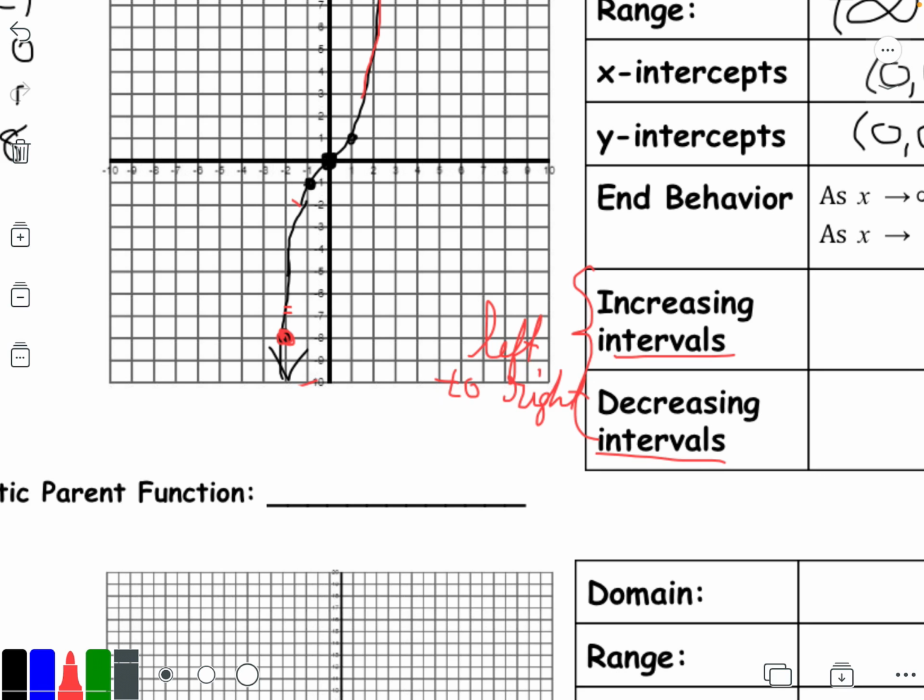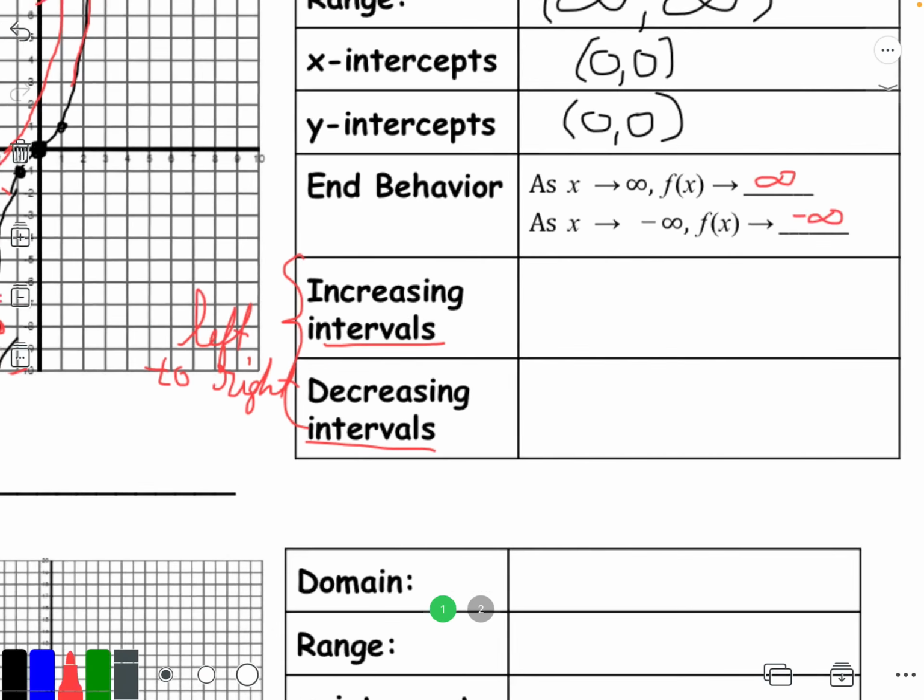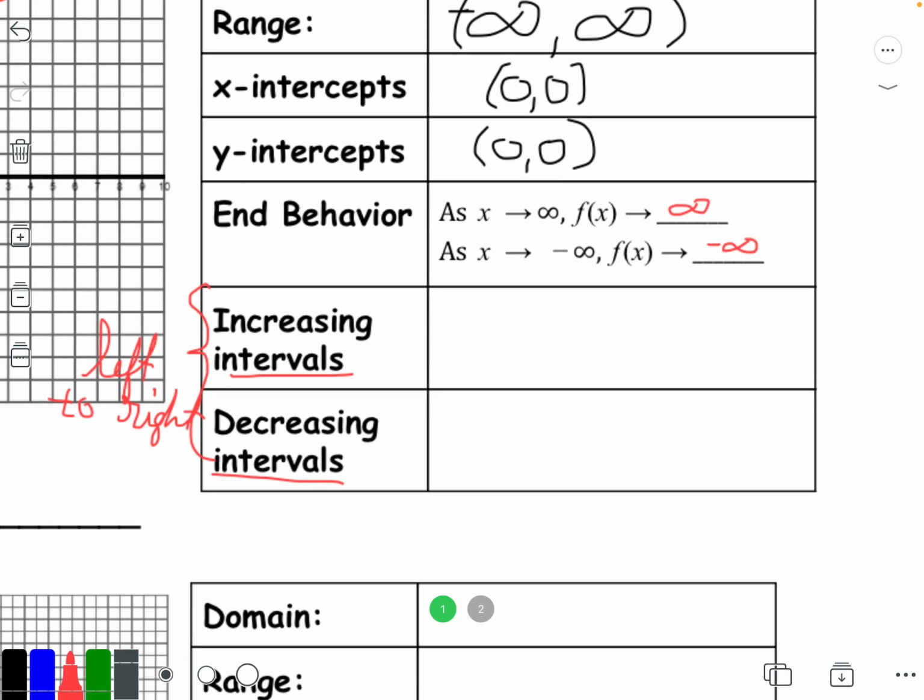So as we look at the left-hand part of our graph, so that means we're going to be kind of down here in this area, what is happening to our y values? Well, right now, our y values are increasing, okay? And it looks like that's pretty much happening throughout our entire graph. Our y values are increasing. So for our increasing intervals, because that's what's happening through our entire graph, we just say that it's increasing from negative infinity to positive infinity.